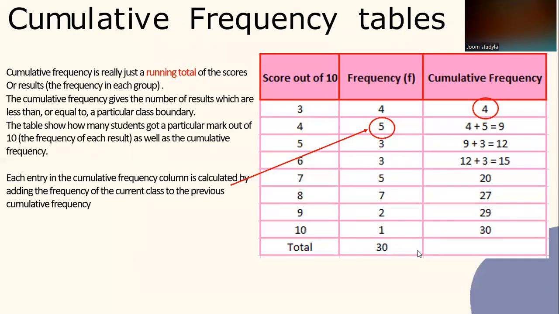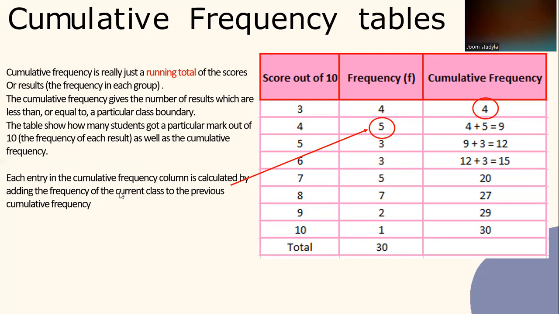Okay, next we have cumulative frequency tables. What is a cumulative frequency? Cumulative frequency is really just a running total of the frequency in each group. The cumulative frequency gives the number of results which are less than or equal to a particular class boundary. So the table shows how many students got a particular mark out of 10, the frequency of each result as well as the cumulative frequency.